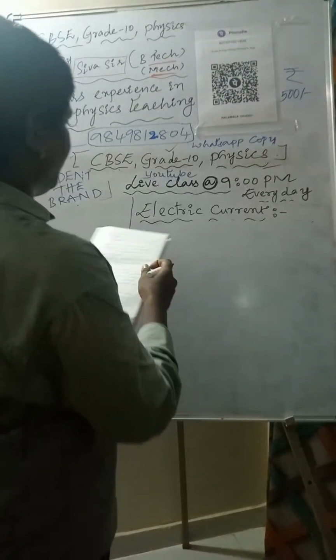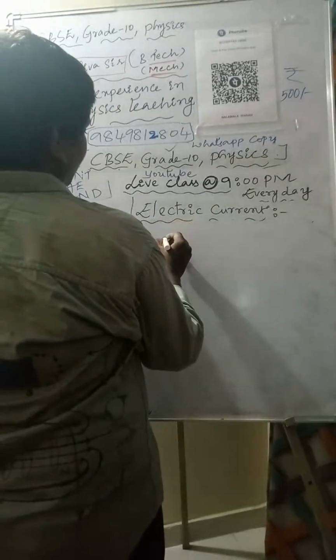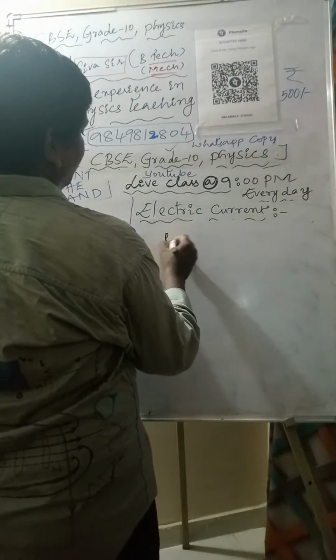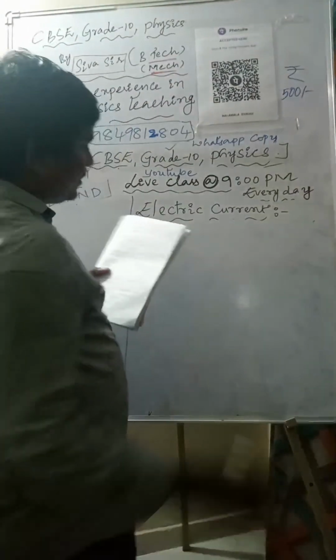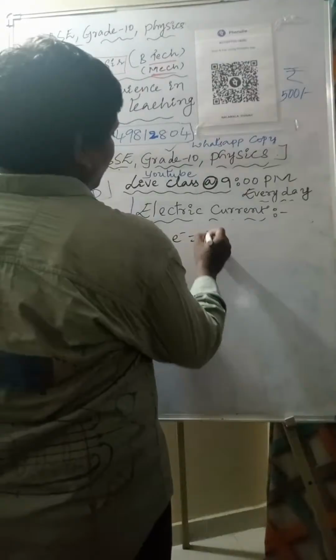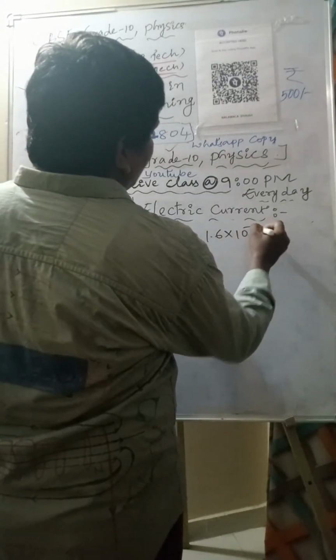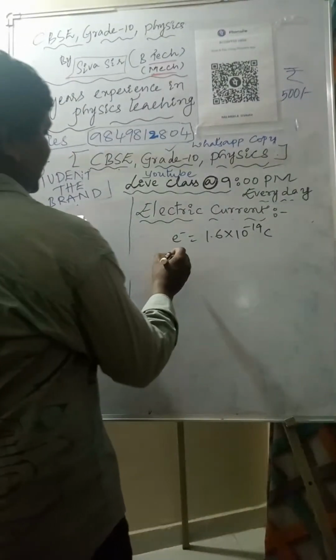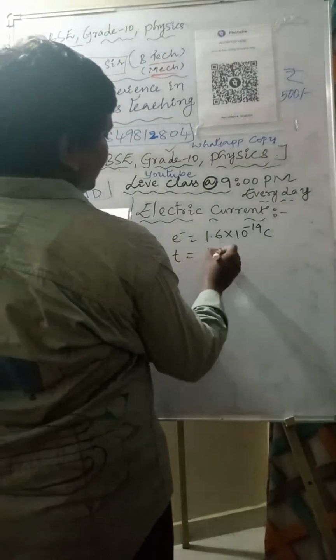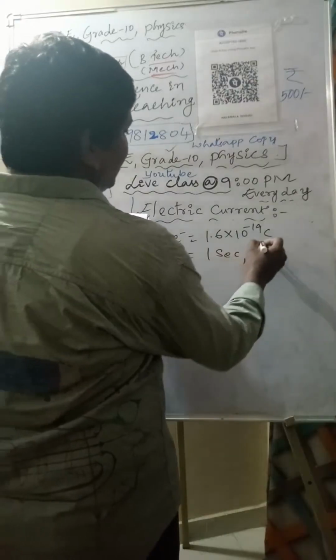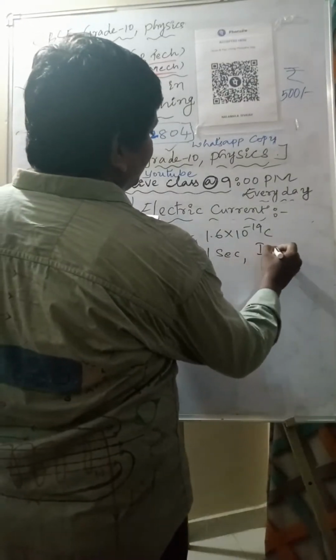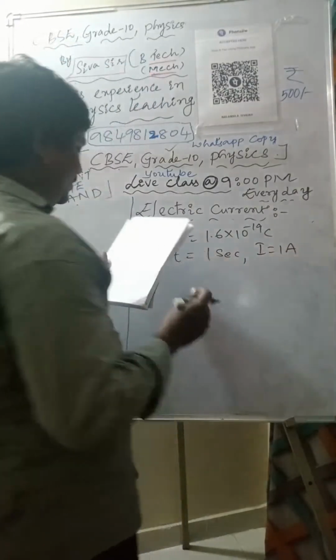So here you can see, the first one is on 1 electron. I am considering 1 electron, with charge 1.6 into 10 power minus 19 coulomb. Time is 1 second, and current is I equal to 1 ampere.